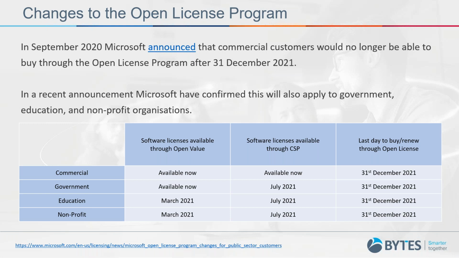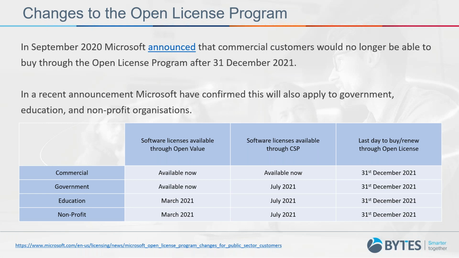So this has obviously been around for many years, available to you guys through distribution, and it offered perpetual licensing and software assurance. So from the end of this calendar year, your customers will no longer be able to transact through Open. So from 1st of January 2022, there's a few options available for you.